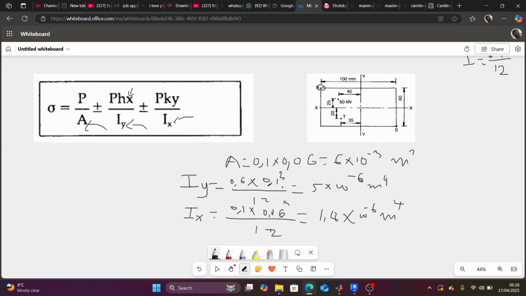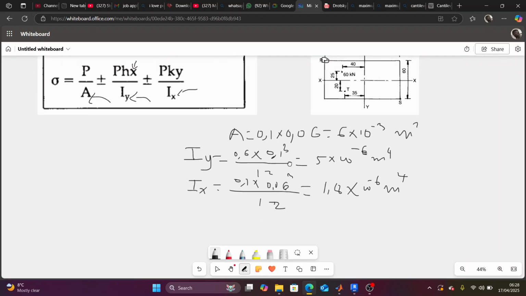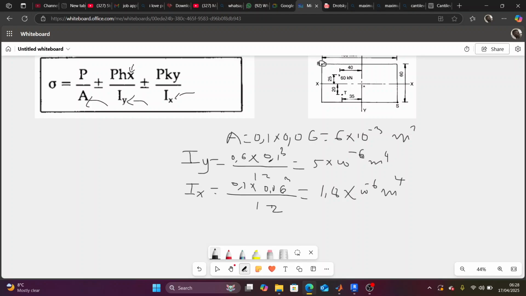Okay, let's do this to see how it works. So let's start by finding the stress at each point. Let's start by finding the stress at R. It says it is P over A. P is the load, so it is definitely 60 times 10 to the 3, divided by the area. What is the area? The area is 6 times 10 to the minus 3.